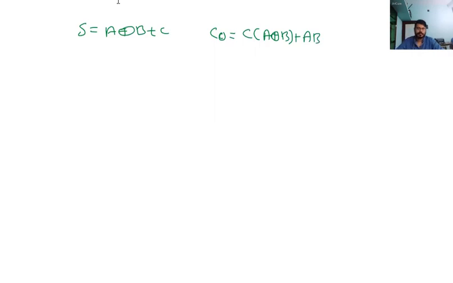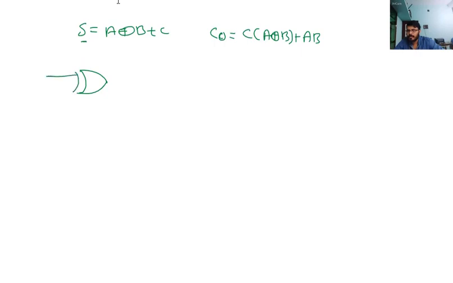AB. Okay, so what do we need here? Earlier we did the sum expression using a three input XOR gate. Now I am using a two input XOR gate. So first I have to have a two input XOR gate. So this is my two input XOR gate.